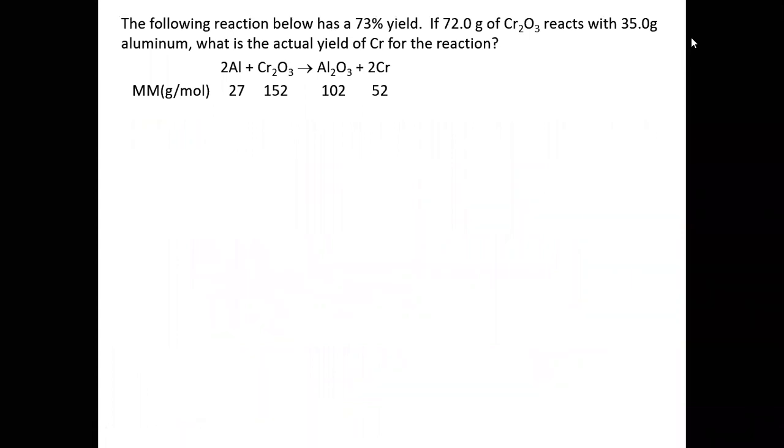And so in this problem, we have a reaction below that has a 73% yield. If 72 grams of chromium 3 oxide reacts with 35 grams of aluminum, what is the actual yield of chromium for the reaction? So we have this balanced chemical equation. It states that the percent yield based on the experimental procedure given is 73%. So we start with these amounts of reactants. What's the actual yield of chromium?